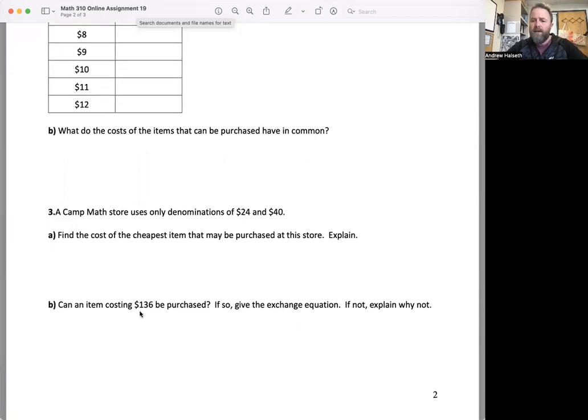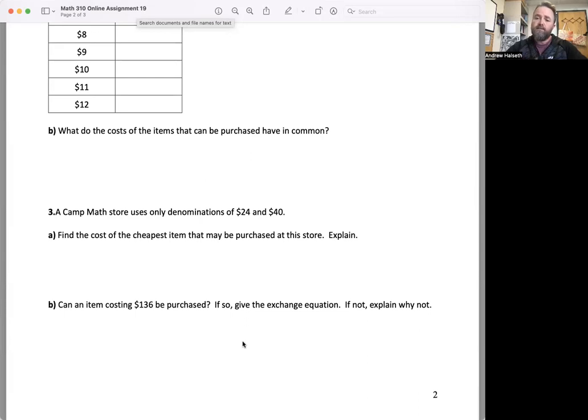And then how would you purchase a $136 item? Is it possible? Maybe it's not. Then explain that. If so, how would you do it? Okay. Give the exchange equation. Again, if you don't get any change back, there's no need to put the subtraction piece, just do addition, right? Like maybe I use 2 24s and a 40, right? That would be 2 times 24 plus 40, done, right?